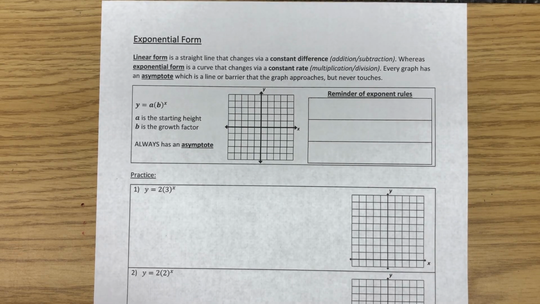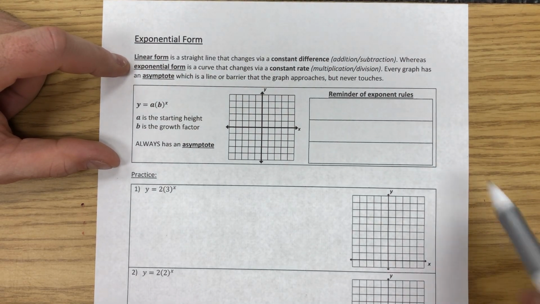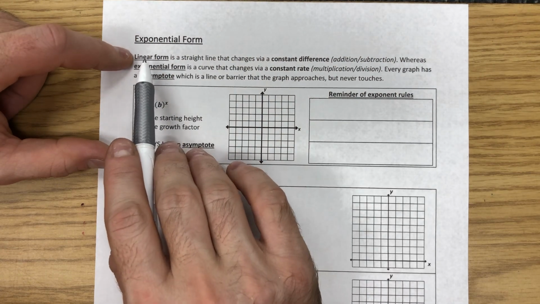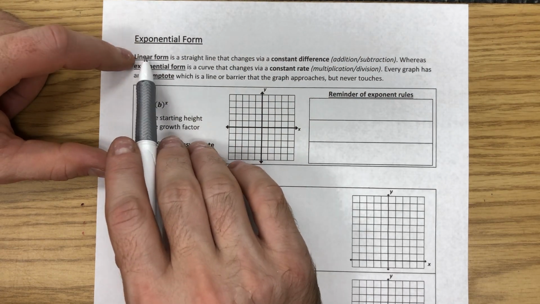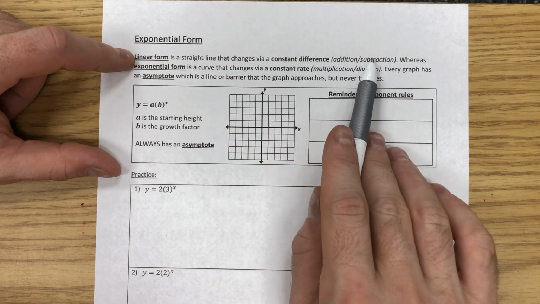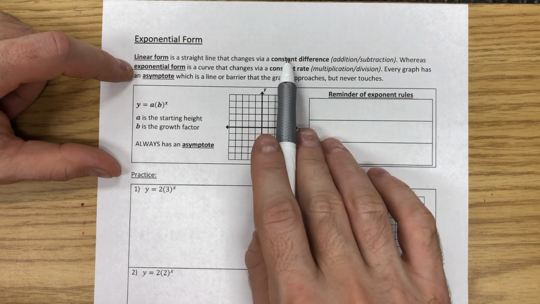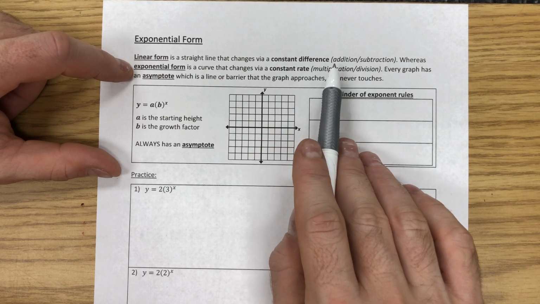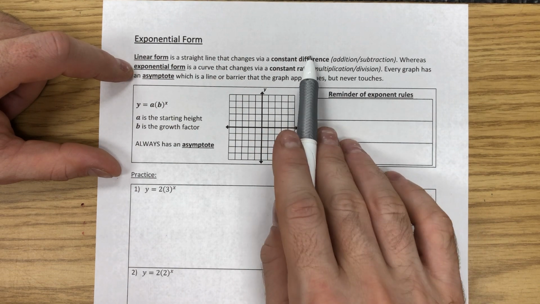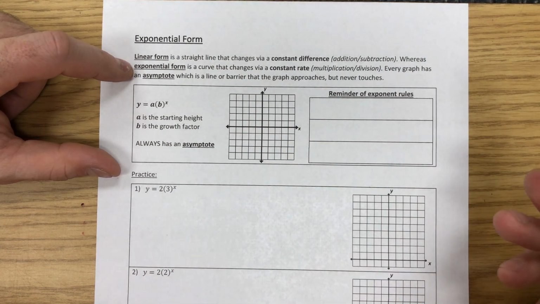So today we're going to be graphing an equation in exponential form. Now, what we've done previously, we've done things like absolute value, we've done linear form, we've done quadratics. Exponential form is similar to linear form in that linear changes at a constant difference, what we call addition and subtraction. Where exponential form is still a constant change, but it's a constant rate, meaning we're multiplying or dividing. So the only difference is the operation, and we're going to see what that looks like.